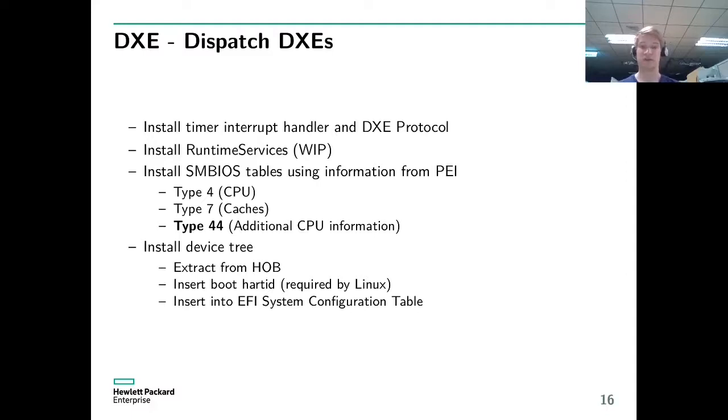Then, as I mentioned previously, we save some processor-specific information, and the next DXE is extracting that information and putting it into SMBIOS tables. The ones that we add are type 4 for information about the CPU, type 7 for information about the caches, and type 44, which we had to create for RISC-V because we need some more information about the CPU that the original type 4 table doesn't include. So we updated the SMBIOS specification.